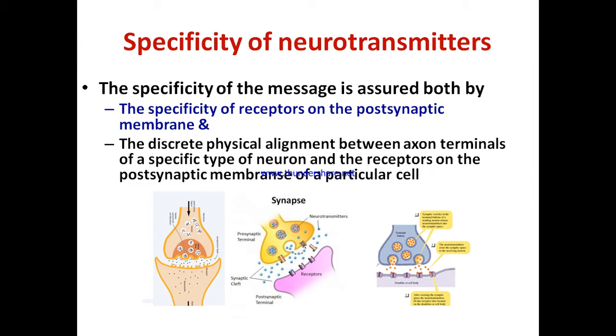And also the discrete physical alignment between the axon terminals of a specific type of neuron and the receptors on the postsynaptic membrane of a particular cell. So that physical alignment is also important. The presynaptic neuron should come in contact with the postsynaptic neuron which has specific receptors. Otherwise it cannot act. The neurotransmitters cannot act.